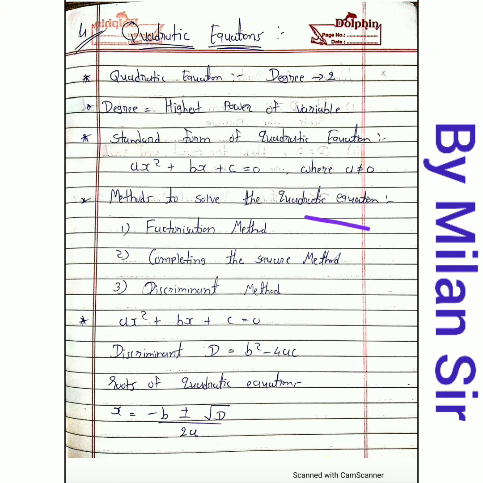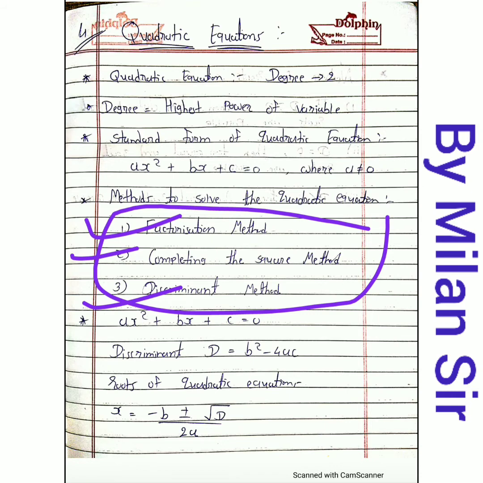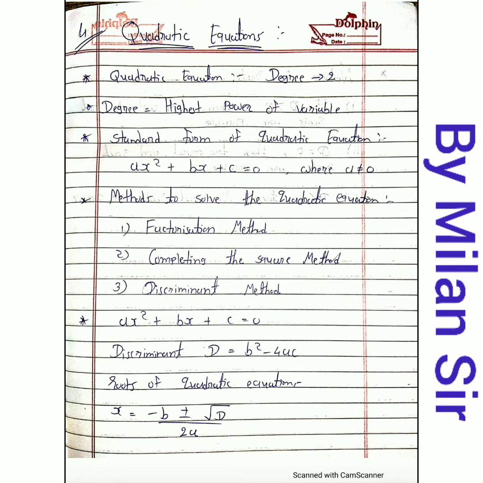Now in total we have 3 methods. First method is factorization method, second is completing the square method, and third one is discriminant method. We will learn these methods in our exercise. I will explain these methods directly in the exercise. The standard form of quadratic equation is ax square plus bx plus c is equal to 0.